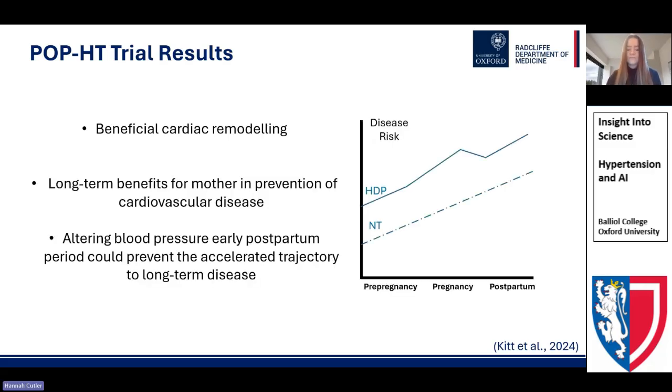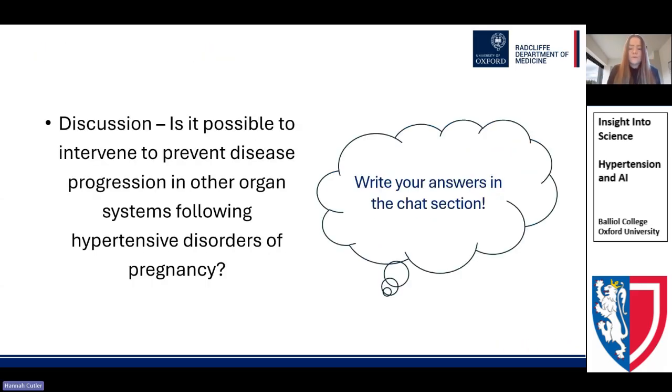And this is a little graph showing how we can prevent the accelerated trajectory to long-term disease by preventing cardiovascular disease in these women. So now I want you to put in the chat, is it possible to intervene to prevent disease progression in other organ systems following hypertensive disorders of pregnancy? So I'm interested to know your ideas. Do you think it is possible to intervene early and prevent disease progression, or do you think that it's not possible? Maybe the damage is already done.